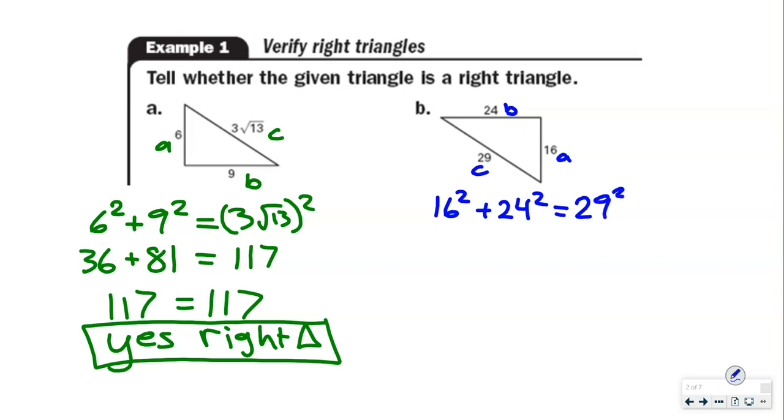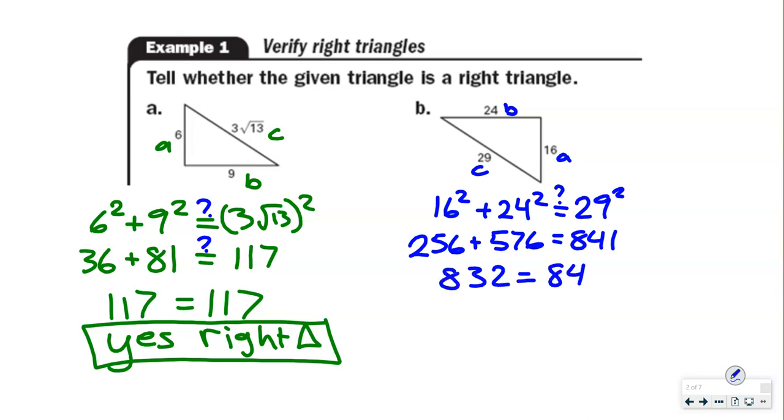And really at this point we don't know if that actually equals. We didn't know that it equaled each other until we got down to 117 equals 117. So 16 squared is 256. 24 squared is 576. And 29 squared is 841. So let's add 256 and 576 and see if we get 841. We would get 832.